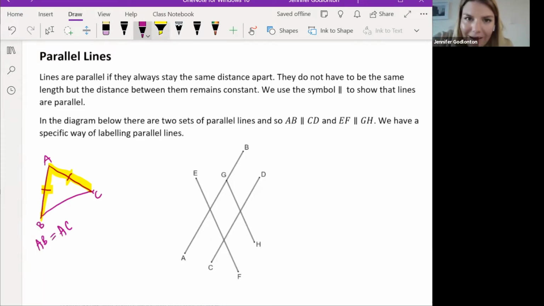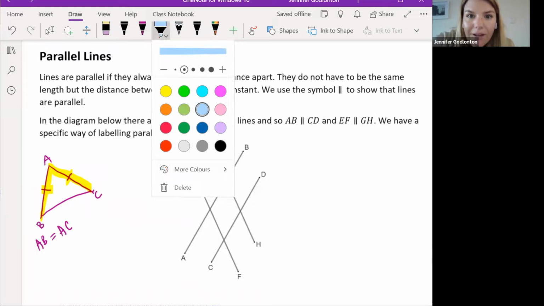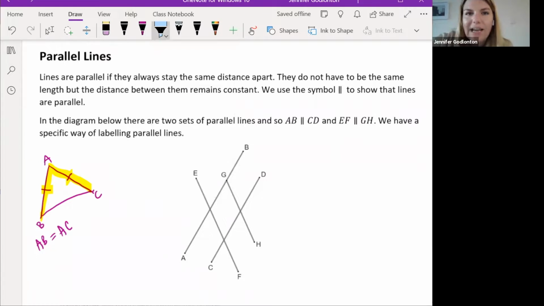But parallel lines are a little bit different, and parallel lines do not have to be the same length as each other. This is all just an example, don't panic. This is just understanding what we're talking about. Parallel lines can be different lengths, doesn't matter, but they have to be an equal distance apart the whole time. They can never, ever, ever touch. They will go on for infinity without touching each other. They're going to have the same distance apart the whole time.